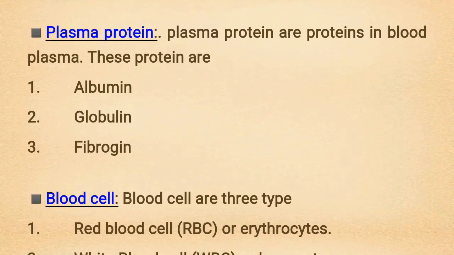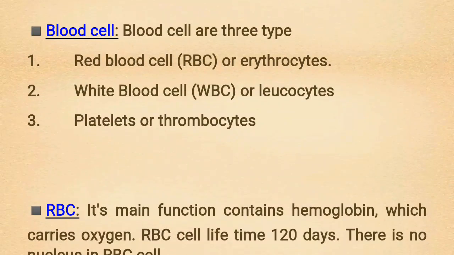Plasma protein. Plasma proteins are proteins in blood plasma. These proteins are number 1 albumin, number 2 globulin, number 3 fibrinogen. Blood cells are of 3 types. Number 1, red blood cell RBC or erythrocytes. Number 2, white blood cell WBC or leukocytes. Number 3, platelets or thrombocytes.